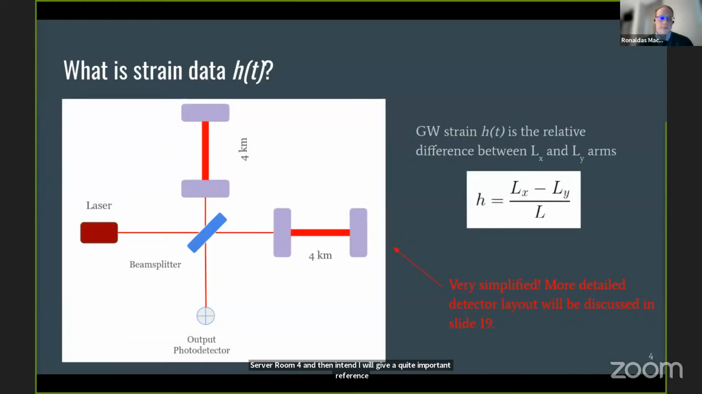So firstly, let's start from the basics. What is the strain data h of t? Gravitational wave strain data is really just the relative difference between the Lx and Ly arms, which is given right here with this equation. And what it actually means, here is a very simplified diagram of the detector. You basically have a laser, you have X and Y arms, and when a gravitational wave passes through, it's going to change the length in the space-time, and because of that, these arms are going to change in length as well. And that is basically just a simple one-dimensional quantity, h of t.